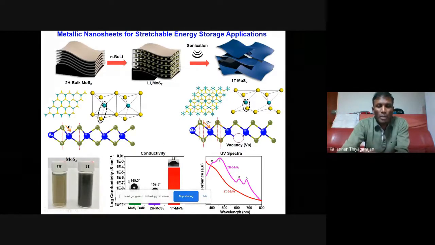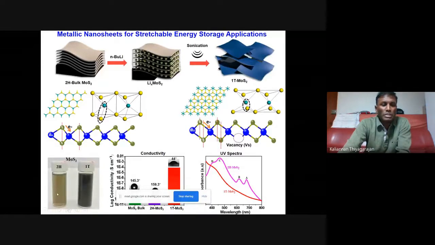This is the confirmation for that: in the 2H phase, the color will be light green because of the band gap transition of electrons. When you make it 1T, then it becomes black in color, and you will not have this transition, and the conductivity drastically changes, as well as the hydrophilicity; it becomes hydrophilic. So because of the phase change only, this hydrophilicity is happening.